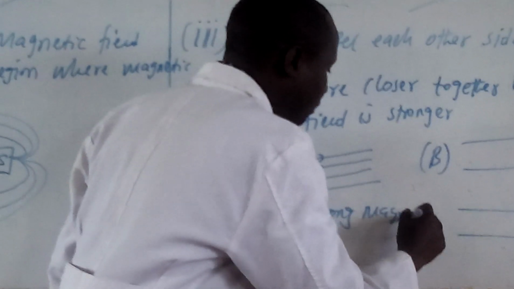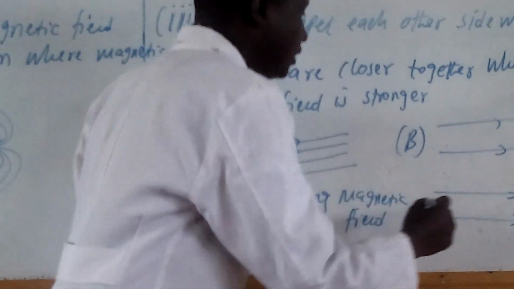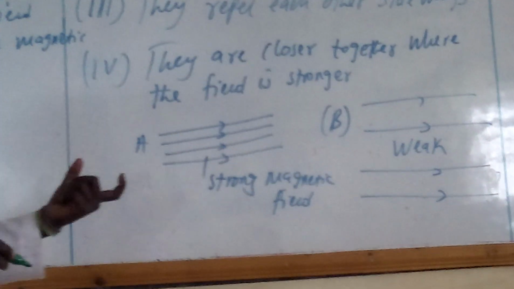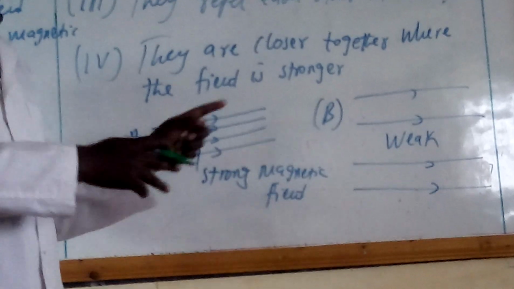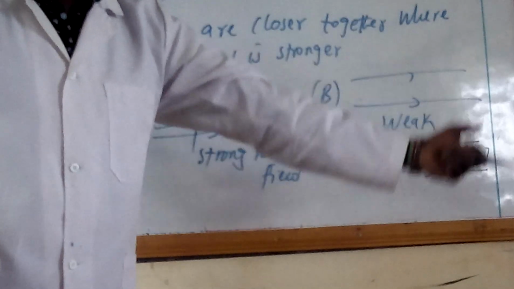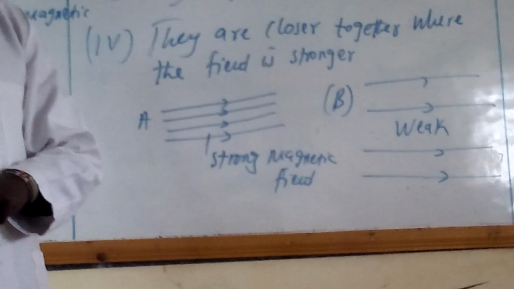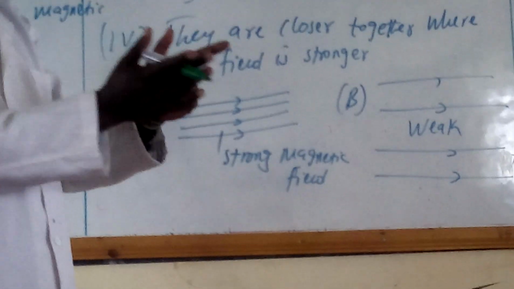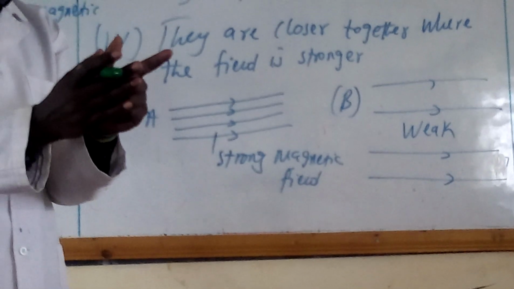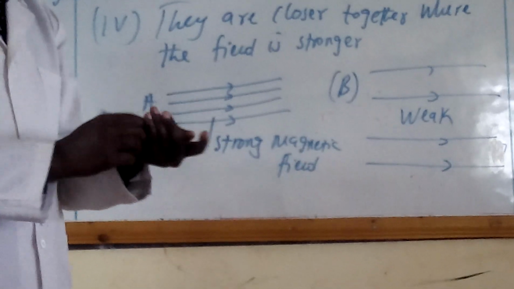This one is a strong magnetic field and this one is weak, and we say weak as compared to A. We will not just say this one is strong without comparing it with the other one. So we say A is strong as compared to B. What are you seeing for you to say that? You just look at the magnetic field lines. If they are closer together, it means the field is very strong. If they are far apart from each other, it means that one is weak.